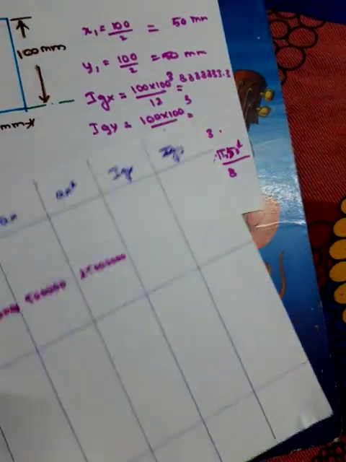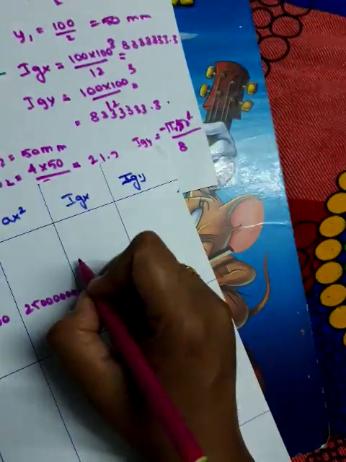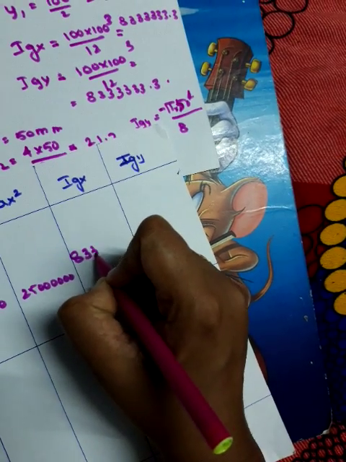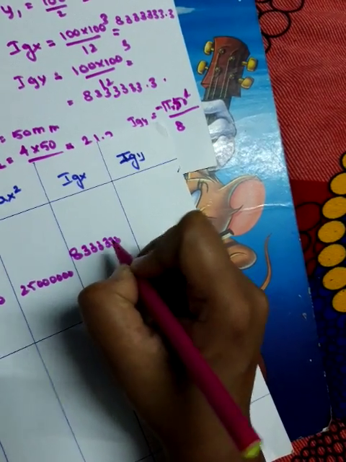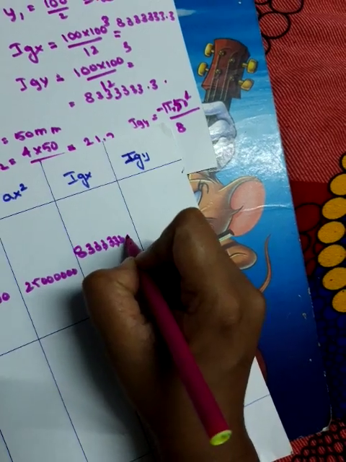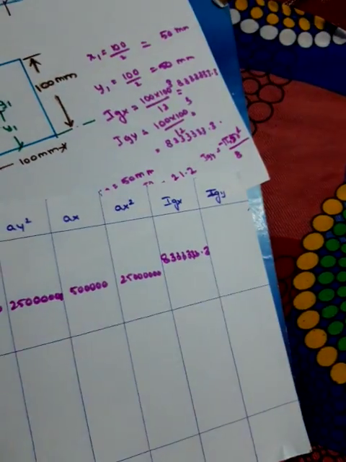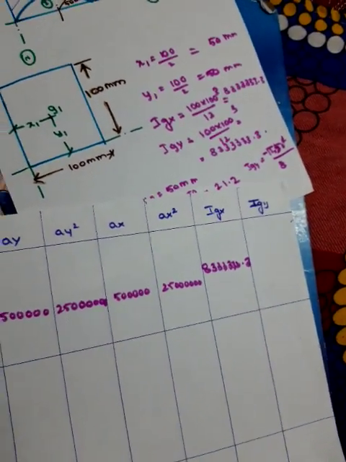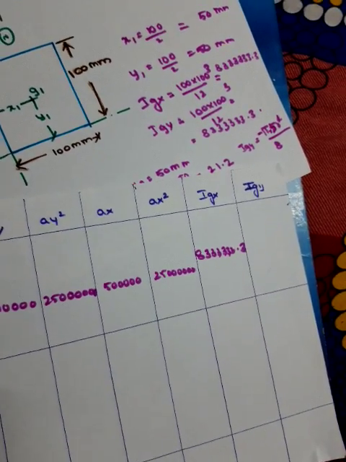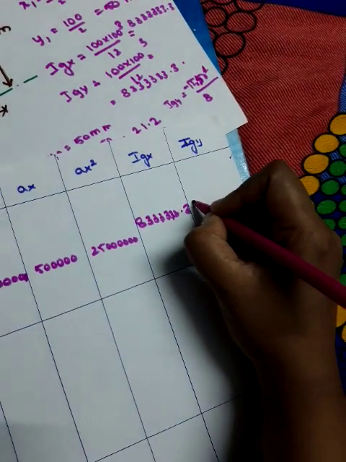IGX we have already calculated, it is 83333. Just try it with the calculator so that you don't miss any value. Even IGY is also the same.